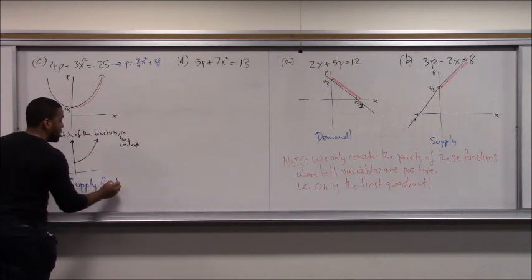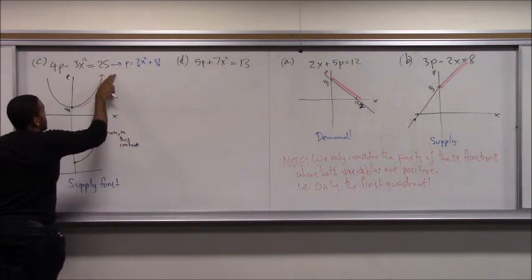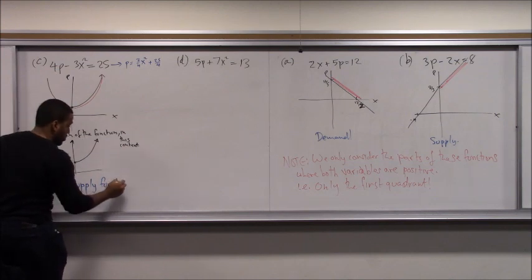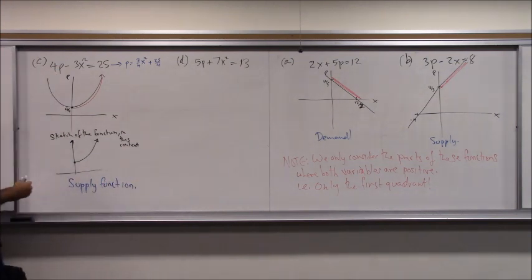Wait, how did you get the 3 over 4? Added 3x squared to both sides. Oh, okay. And then to solve for P, I divided by 4. So this is a supply function.